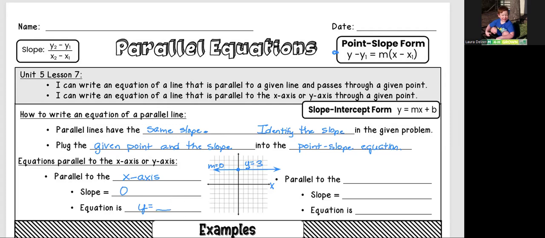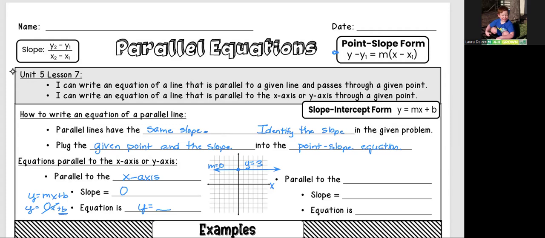Now I can show you real fast why the equation is y equals. If we use slope intercept and plug in our slope of 0, look what happens. It cancels out. That 0 just makes the x go away. That's why the equation is only y equals something, and the something is where it crosses the y-axis, or my y-intercept. All right, let's look at this next one.